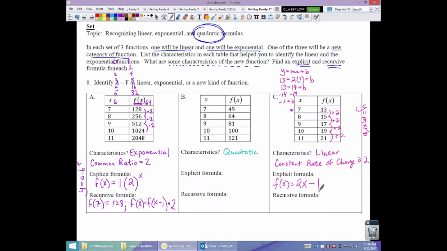The recursive formula, two parts again. So f of 7 equals 13. And then f of x equals f of x minus 1, and our pattern is to add 2. All right, now let's jump in and see what we can discover about this new function, which we're calling quadratic.